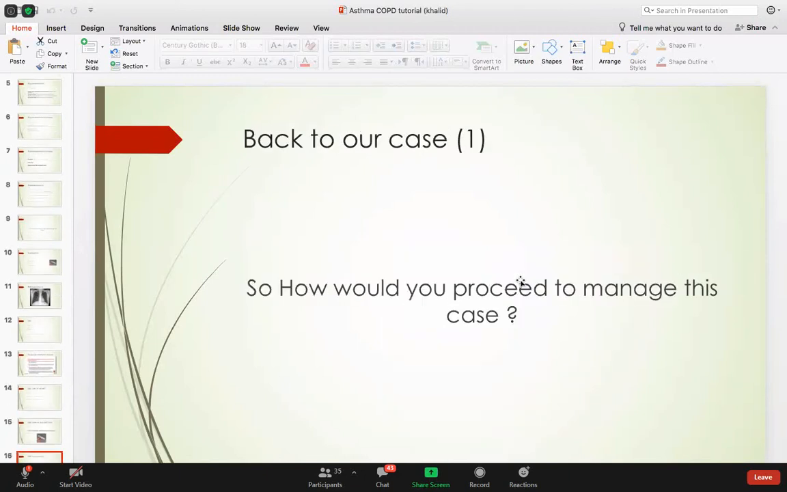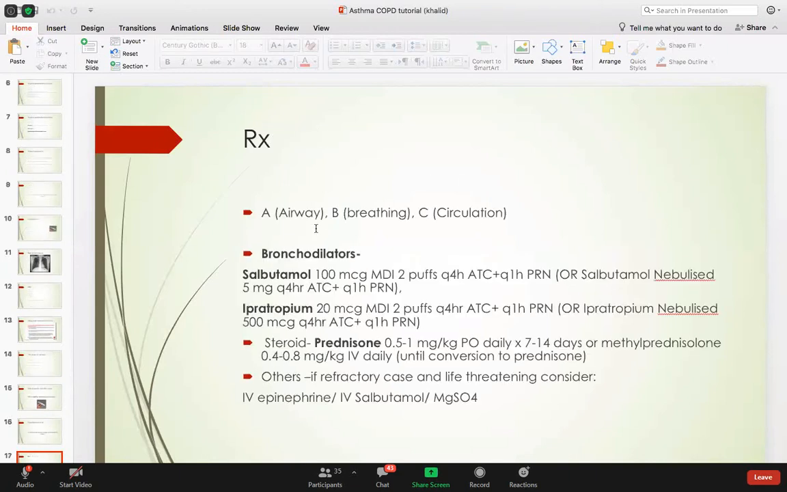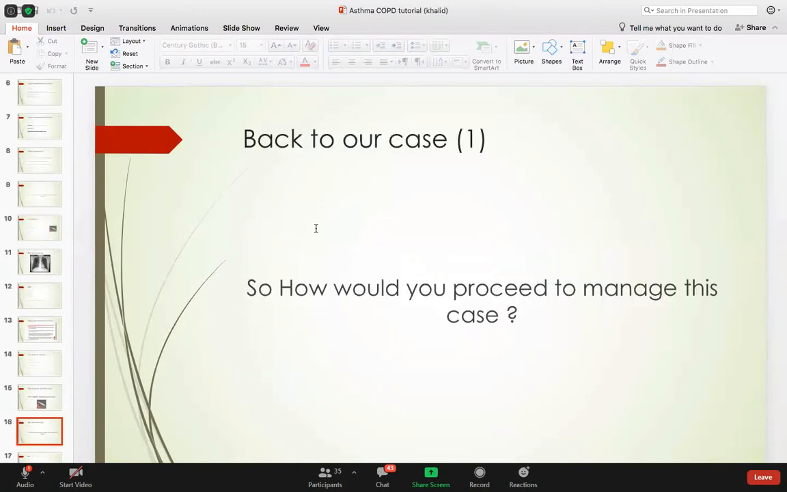Okay, so back to our case. How do you proceed managing and treating this patient, guys? What shall we give him? He's still in the emergency, sorry. ABC, okay, I kind of burned that card. So ensuring he's protecting his airway, that he has breathing, and that his oxygen and CO2 are lower than expected, as well as ensuring circulation. Good, what next?